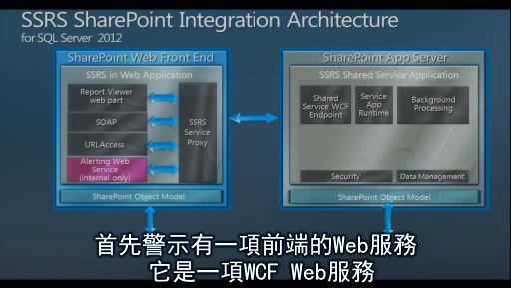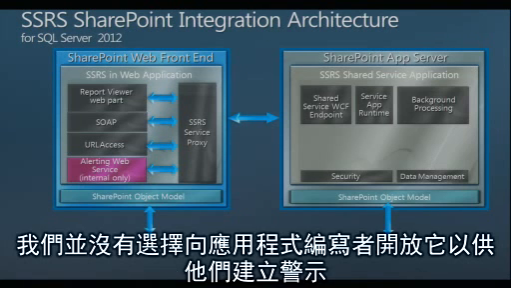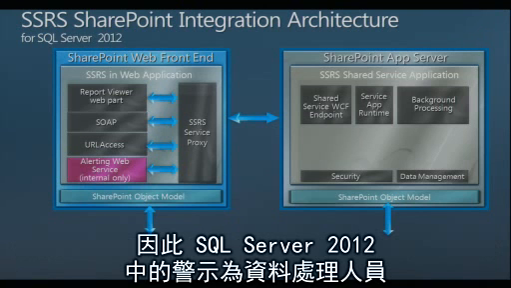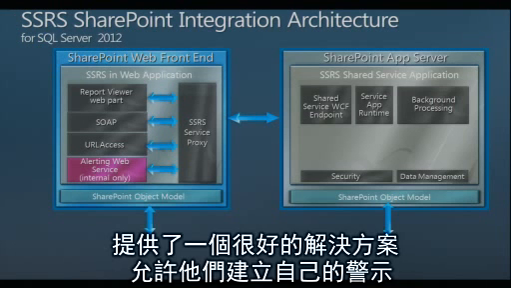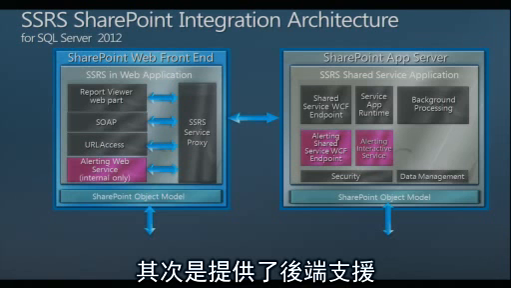First, alerting has a web service on the front end, which is a WCF web service. The important thing for you to understand about this web service is that it is internal only. We have not chosen to expose this for application authors to create alerts. So when you look at the alerting that we have in SQL Server 2012, what we really have is a solution that allows information workers to create alerts for themselves. We do not have an ISV or developer platform for creating self-service alerts. Okay?